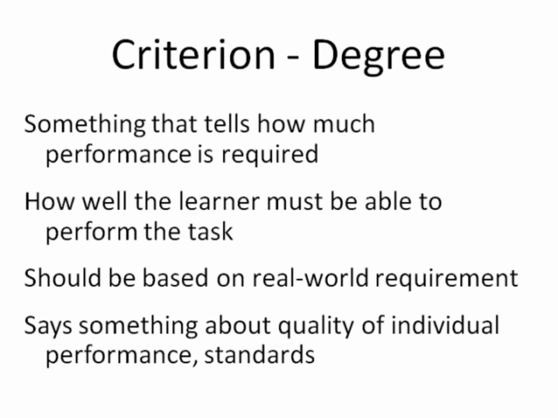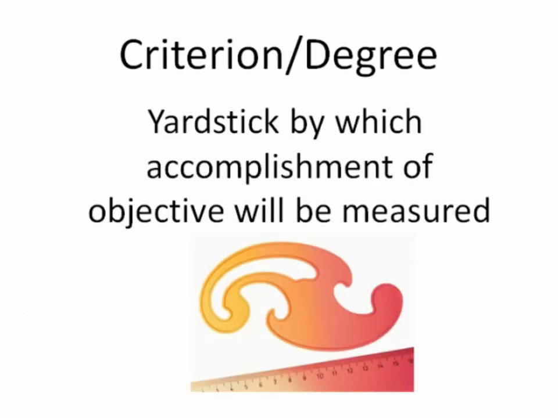When you write your objectives, you really want to relate them to real-world tasks, to tasks that the students are actually going to be doing when they leave the university and they go out into the work world. You want your students to be able to do these real things. So write your objectives to match real-world expectations and tasks. So these criteria or degrees say something about the quality of the performance and can definitely be based on standards. Many disciplines on campus have some sort of standard that helps focus the curriculum so the program meets those particular standards.